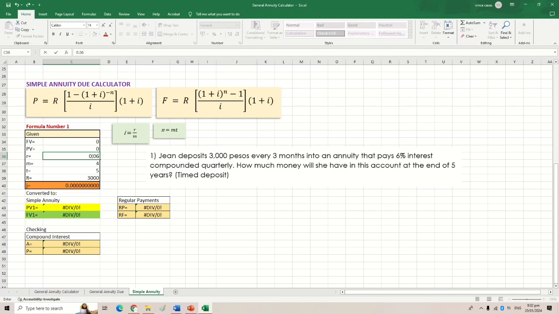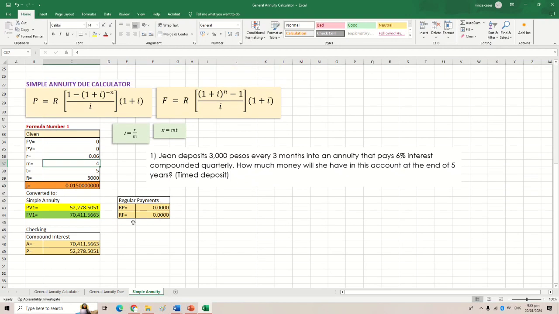The percentage is 0.06. Now this problem is a simple annuity because the payment interval is 3 months, which is quarterly, and the number of compounding periods is also quarterly. So this is a simple annuity problem. Now let's enter it to get the future value. How much money will she have in the account at the end of 5 years? So this is the future value in her time deposit. Okay, the future value is 70,411.